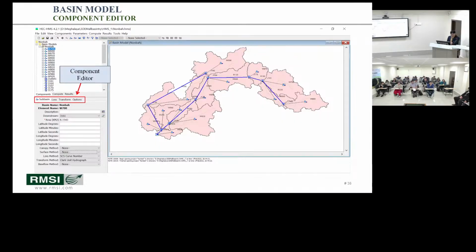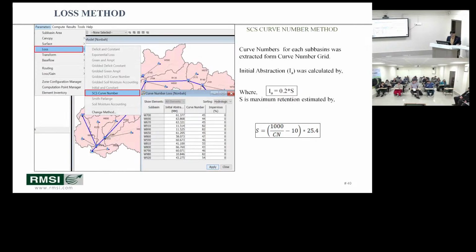Likewise, the W700 means your watershed W700. So the moment you click the watershed, it will take you to the particular subbasin. And here is the data in the area. You can see here in the table below, there is an option to put the basin information like basin area, downstream, latitude, longitude, and what methods you are adopting in your HMS model.